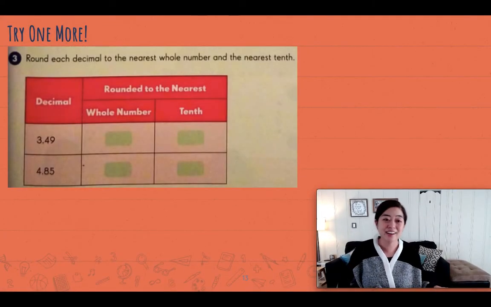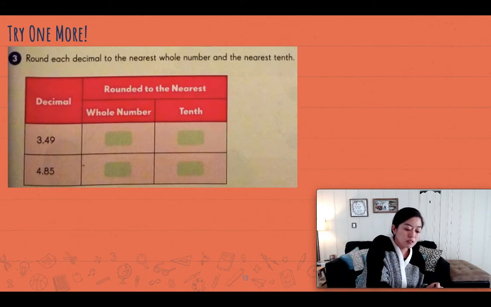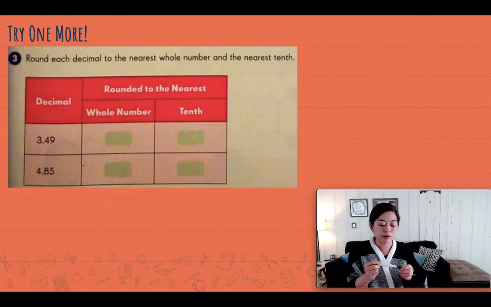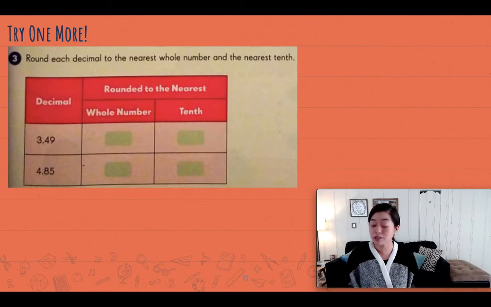Hey, welcome back. Okay, so this problem says to round each decimal to the nearest whole number and the nearest tenth. So what I want us to do is just do one decimal at a time. Let's look at the decimal 3.49, or 3 and 49 hundredths.